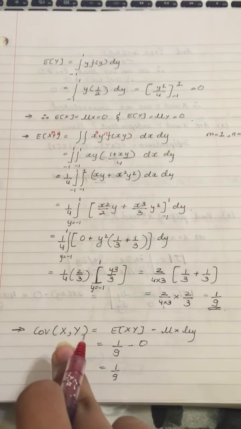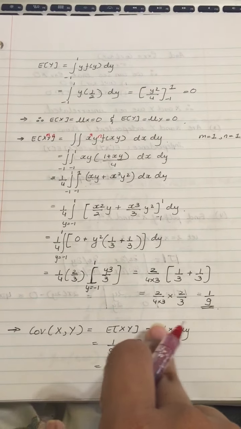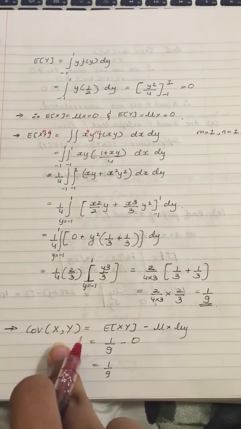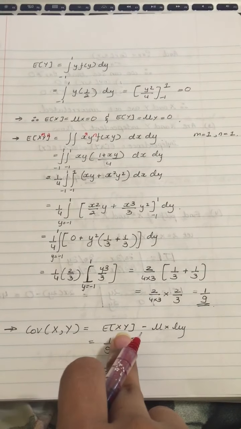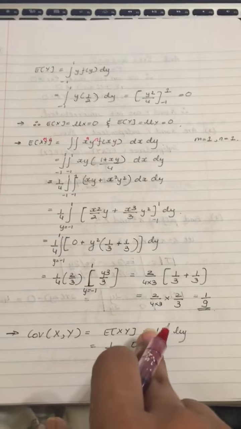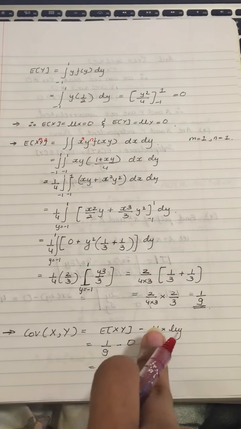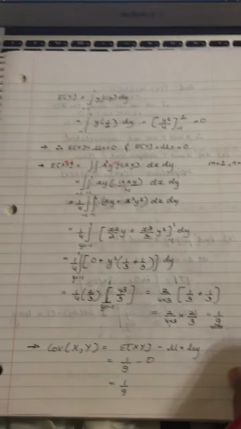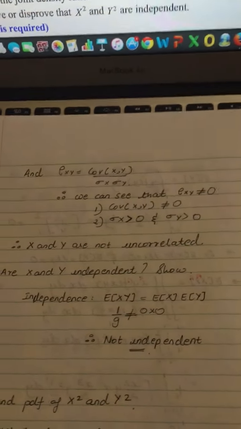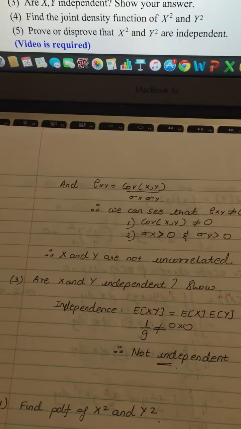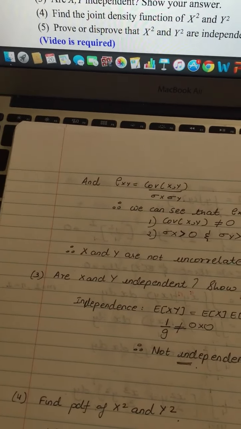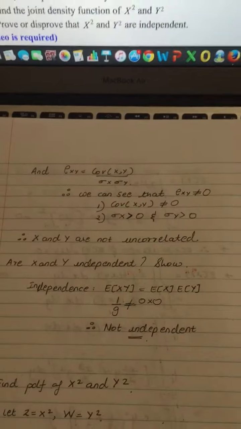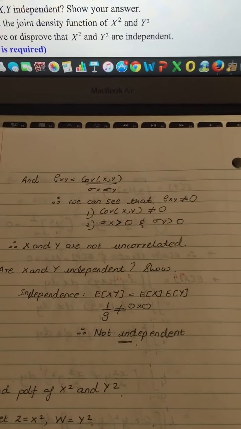Like I said, covariance is dependent upon these three factors. So covariance of xy is E of xy, that is the mean of xy together, minus mean of x into mean of y. Mean of x and mean of y were 0, so 1 by 9 minus 0, you get 1 by 9. Now, the correlation coefficient is basically the covariance divided by the product of the square roots of the variances. We know the variance of x and variance of y are sigma x squared and sigma y squared.